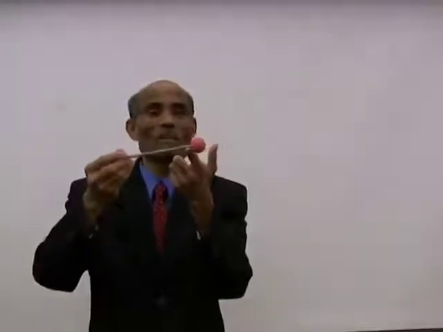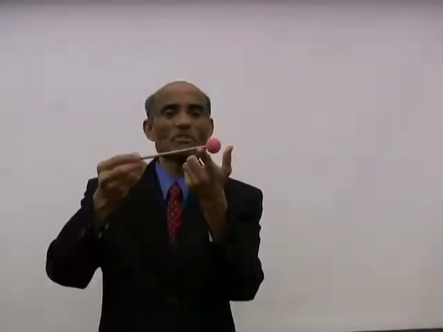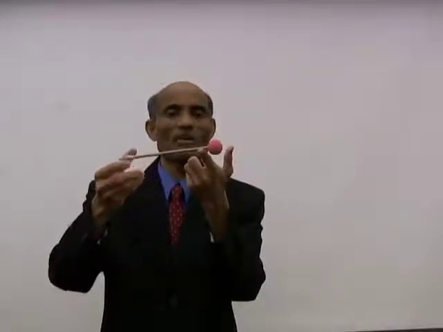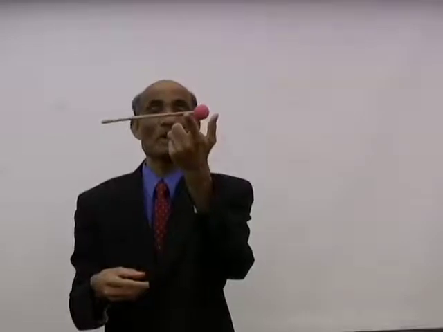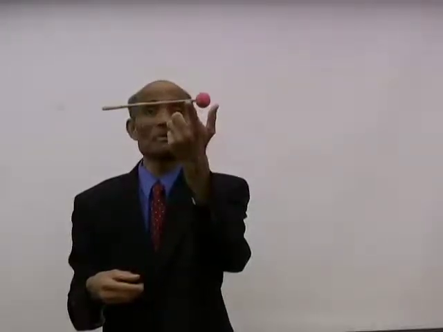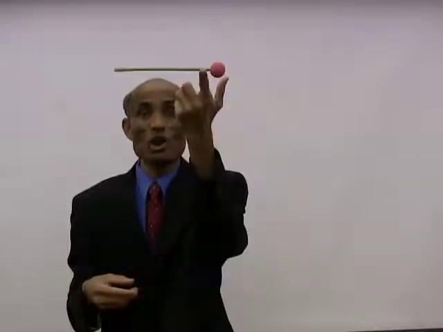Now look at this object. I'm going to try and balance this at its center of mass. Let me see if I can find the center of mass. There I have found the center of mass. Now if I drop it from the center of mass, its motion will be simple. It simply drops like a point object.